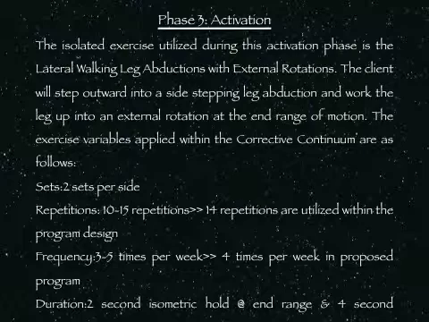The exercise variables applied within the corrective continuum are as follows. 2 sets per side. Normally a 10 to 15 repetition count is applied. For our program, we are utilizing 14 repetitions. A frequency of 3 to 5 times per week is applied. For our program, we are utilizing 4 times per week. And finally, a 2-second isometric hold at the end range of motion will be applied to the exercise, with a 4-second eccentric contraction.